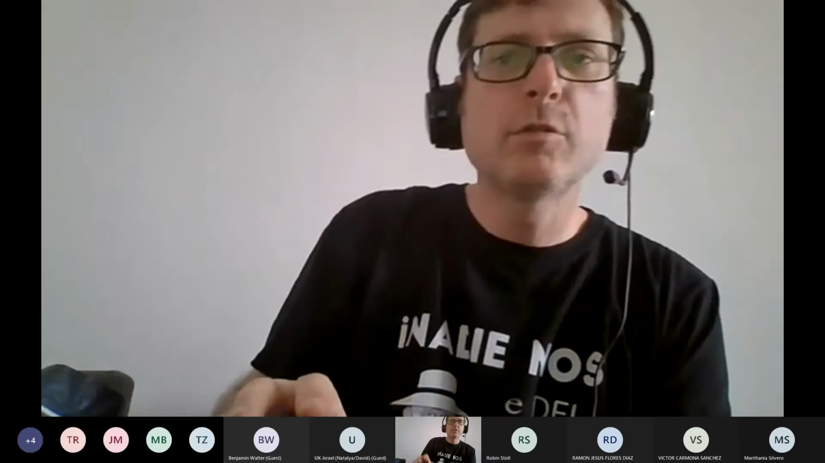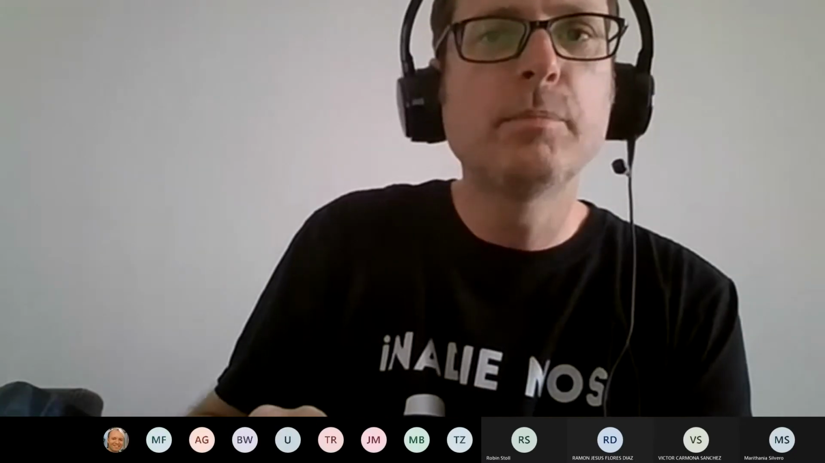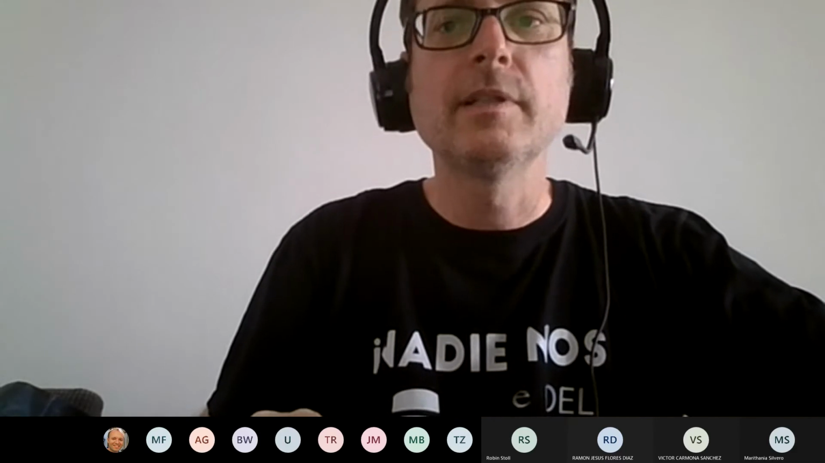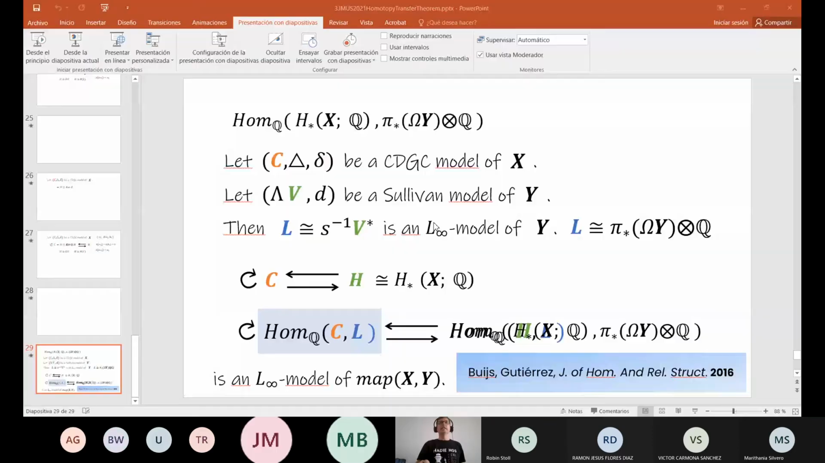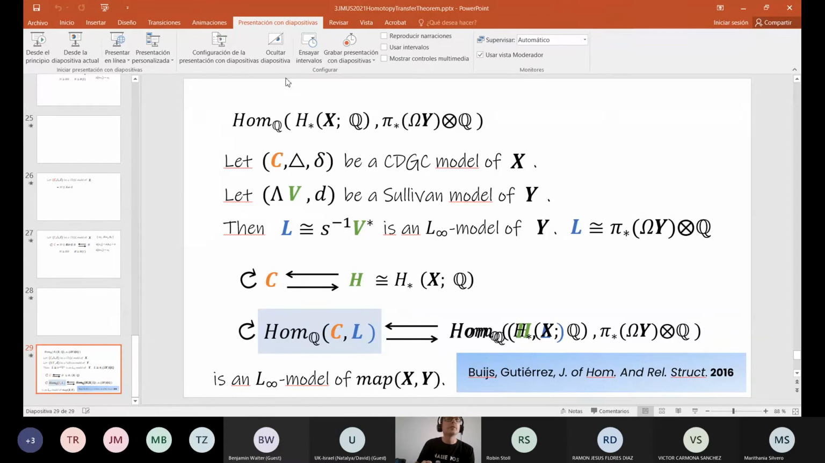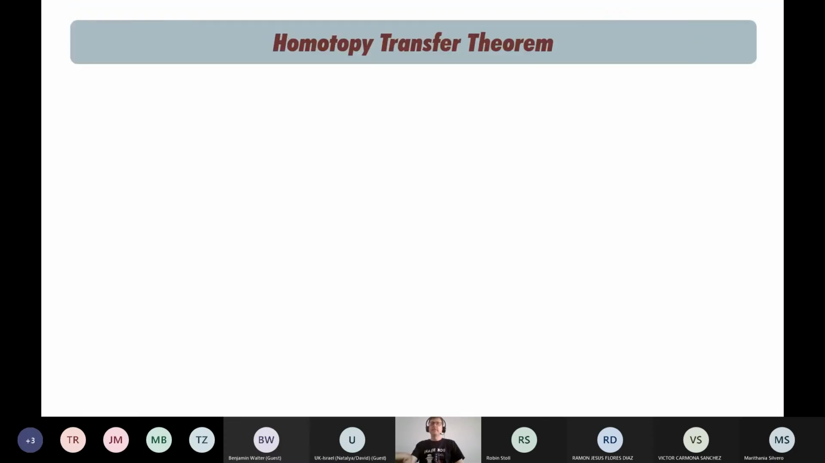But I will show now a tool which is particularly important in higher structures, which is called the Homotopy Transfer Theorem. Let me describe what this theorem says.